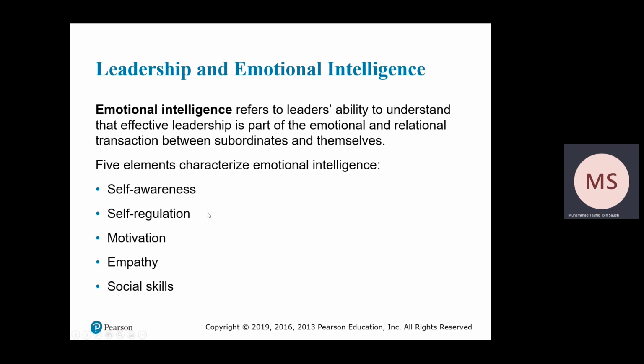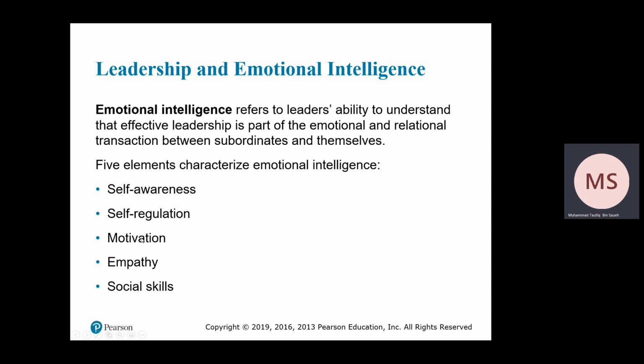There are 5 elements that characterize emotional intelligence. First is self-awareness, then self-regulation, motivation, empathy, and social skill. To be a good leader, you must have these 5 elements in your characteristic. You must be self-aware. You must know yourself. You must know your strengths. You must know your weaknesses. You must know who you can work with and who you cannot work with. So you must understand yourself first.